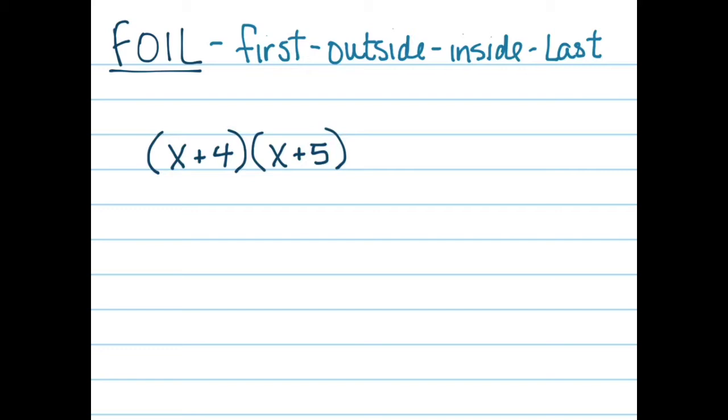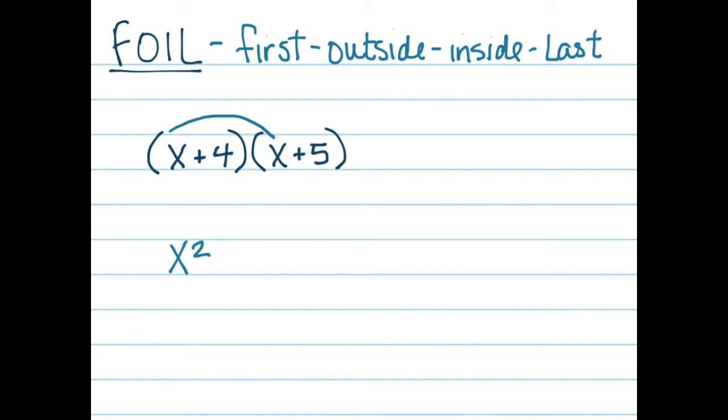Basically, I need to multiply the x by each of the terms in the other set of parentheses. And I also need to do the same thing with that positive 4. So we'll start off by doing the first in each of these sets of parentheses. So x times x is going to give me x squared.